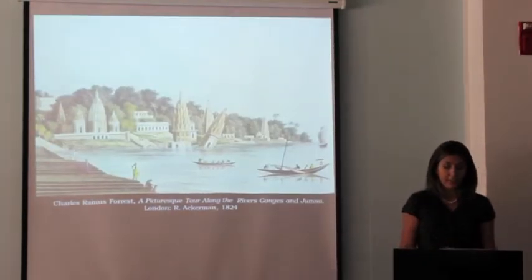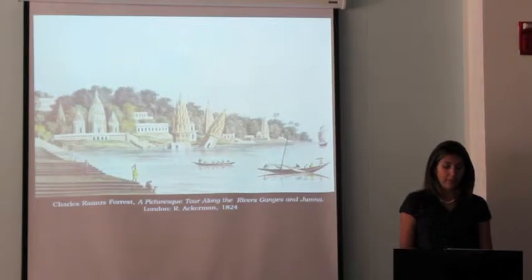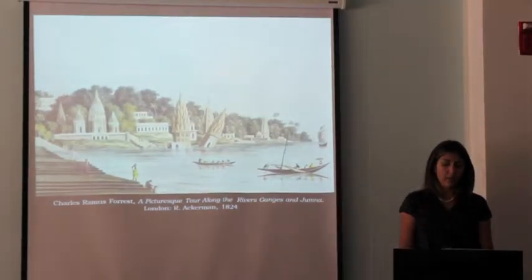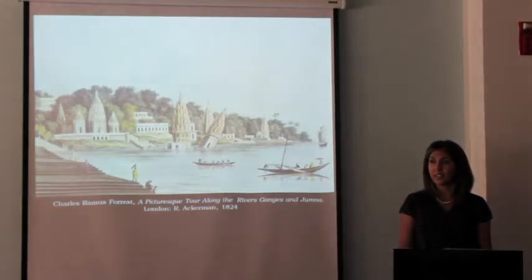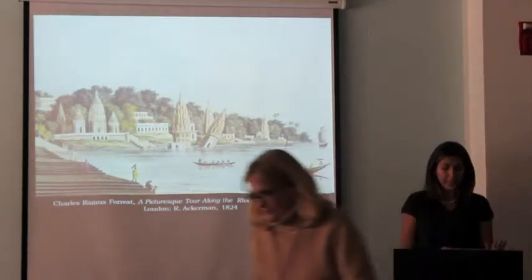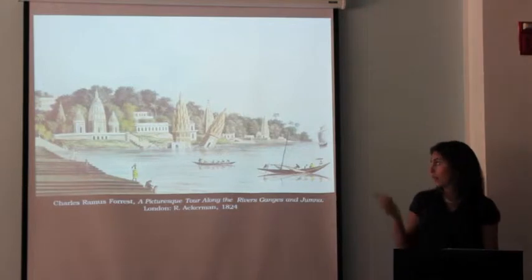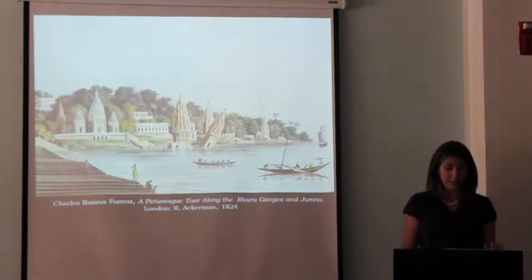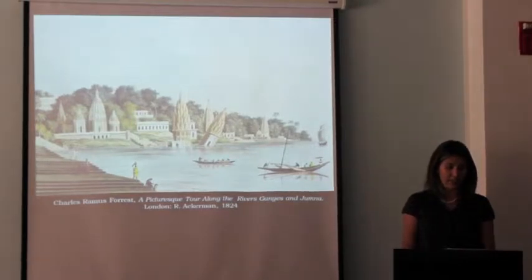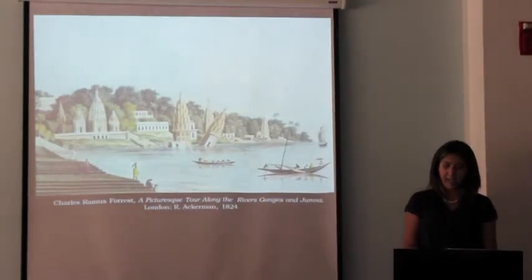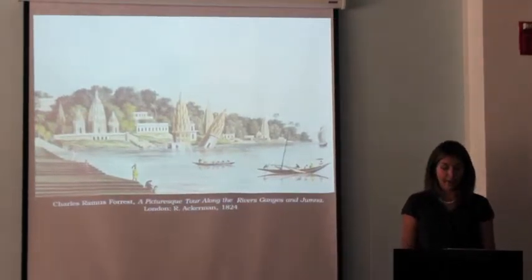British artists, including Thomas and William Daniell and William Hodges, developed a visual style for representing the Indian landscape known as the Indian picturesque that often featured ruins. These artists, including the amateur artist Charles Forrest Ramus, manufactured an image of India that was meant to be documentary, but in reality catered to an already existing visual paradigm for viewing the landscape.